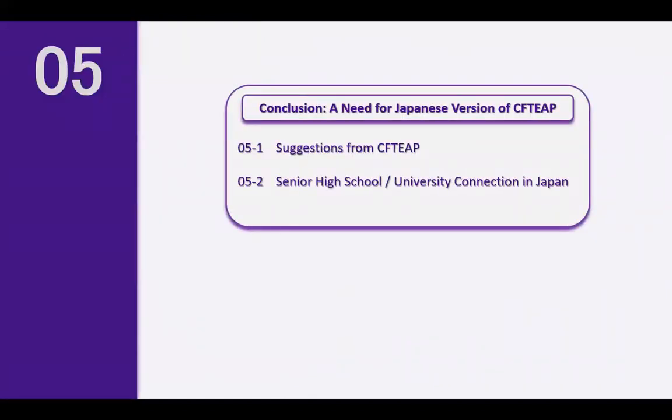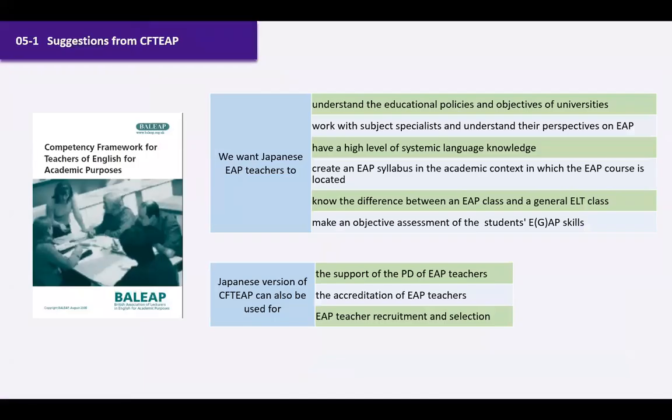Finally, I will mention which of the items in the framework we have developed are particularly meaningful for EAP education within the Japanese university context. We expect Japanese EAP teachers to have their competencies indicated by the items in the upper table. We also believe that the Japanese version of the CFTEAP, which must be developed and adapted to the Japanese university context, should be used in the way indicated by the items in the lower table.